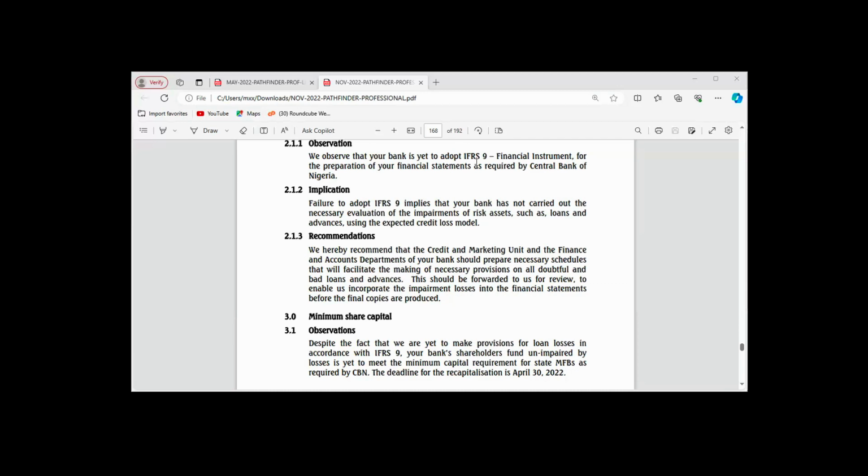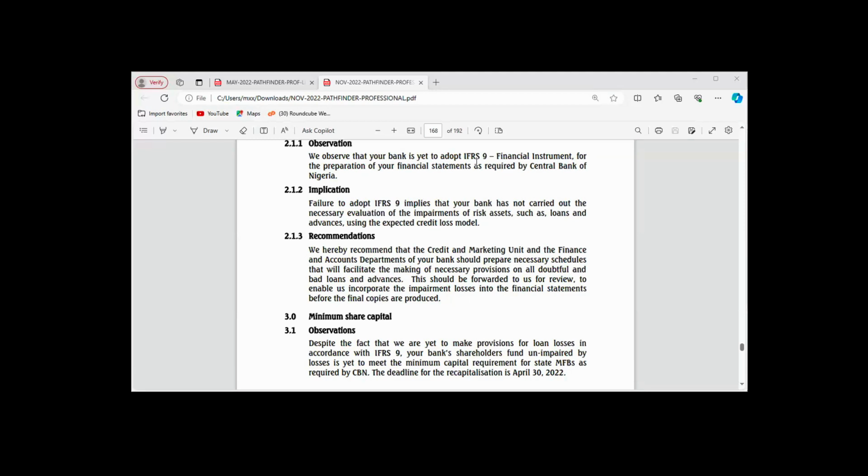So the recognition criteria is that for financial assets, or let's say financial instruments generally, they will arise when an entity becomes a party to a contract, right? So you recognize financial instruments when there is a contract and the entity is a party to that contract.